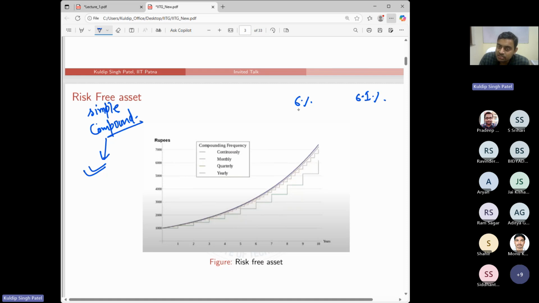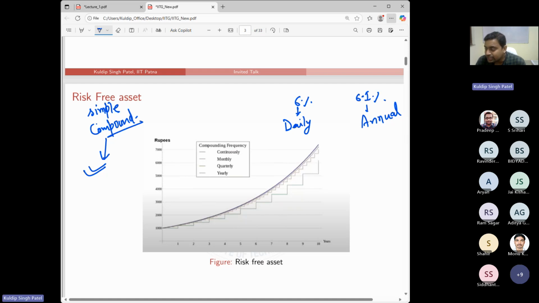If suppose this is annual, right? I'll show you one example in the tutorial. Suppose this is annual compounding and this is daily compounding. I will show you that this, sorry, reverse. I'm sorry. Yeah, this is daily compounding and this is annual compounding. Did you get my point? How many of you got my point?